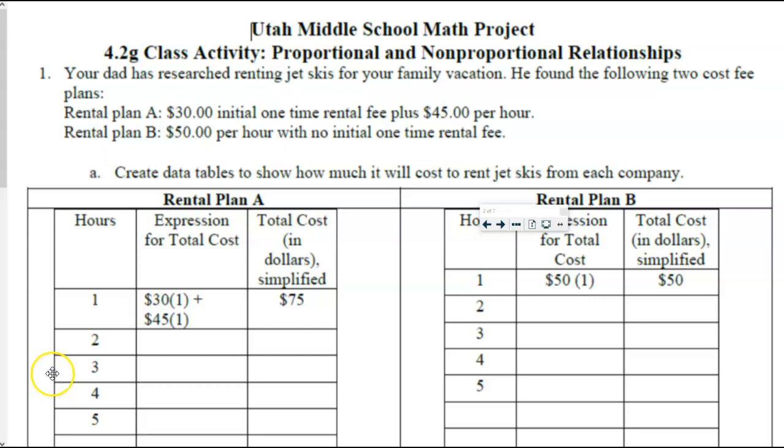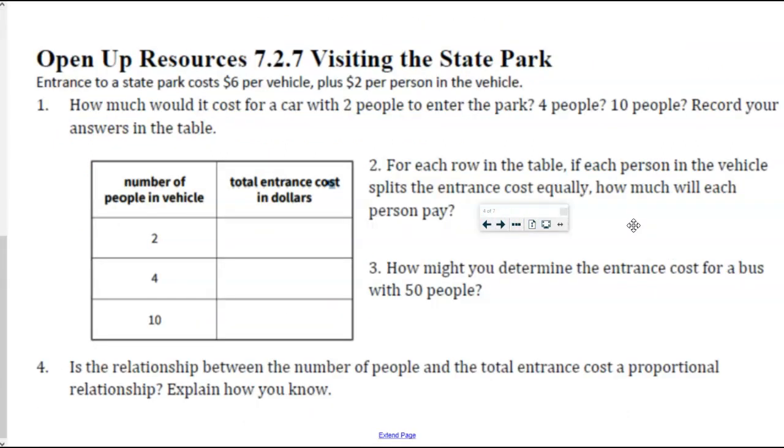Hello Math 7 students, this is Utah Middle School Math Project 4.2g about proportional and non-proportional relationships, and I have also included some of Open Up Resources Unit 2 Lesson 7. We've combined both of these resources into one because they're all talking about proportional and non-proportional relationships. Let's get started.